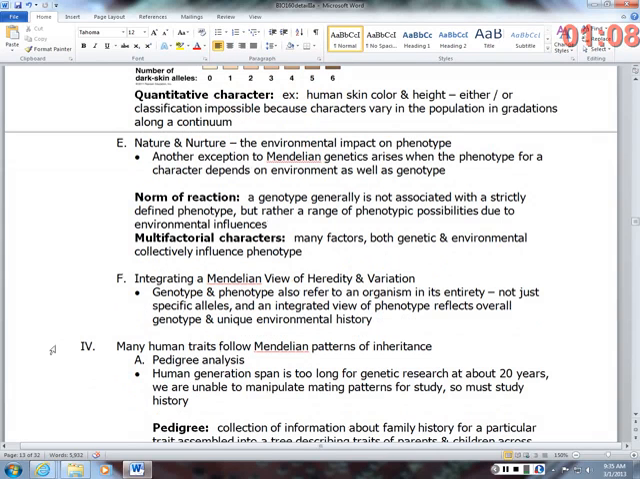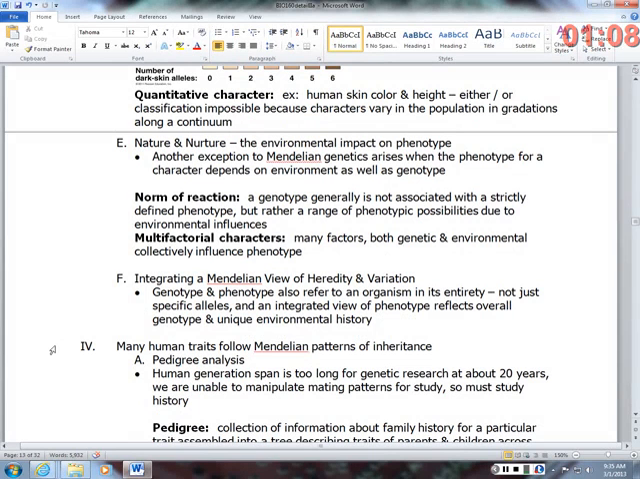And so when you integrate a Mendelian view of heredity and variation in there, you've got genotype and phenotype that are going to refer to an organism in its entirety, not just specific alleles. So when we look at traits that a human gets, there is a lot more to it than just looking at the straight Mendelian genetics in there. The phenotype, what you see on the outside, represents what that person's genes are and their unique environmental history.